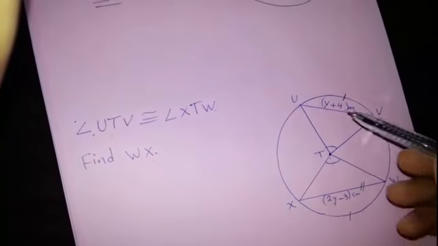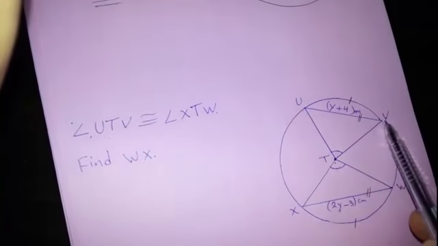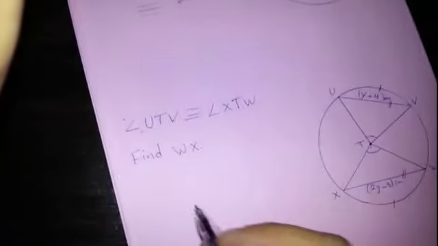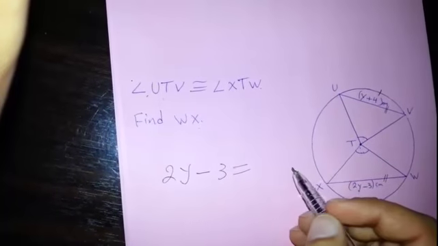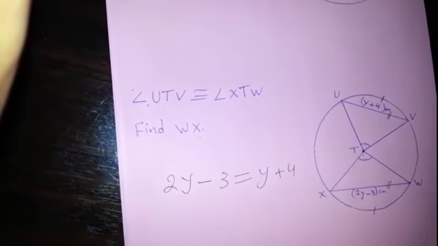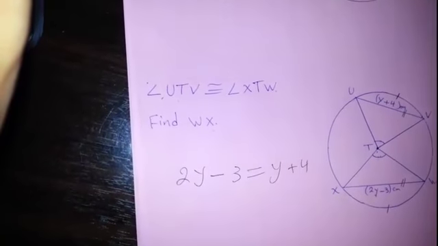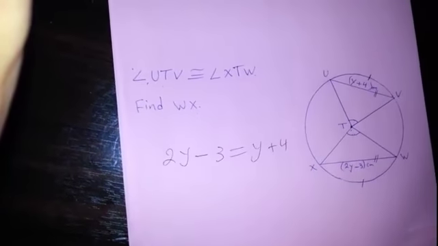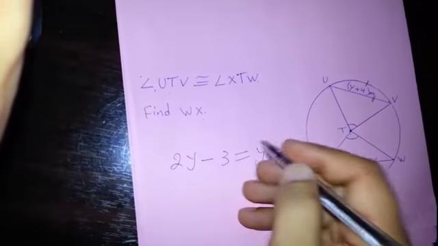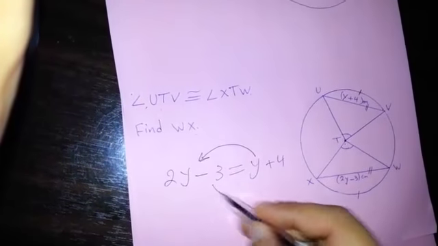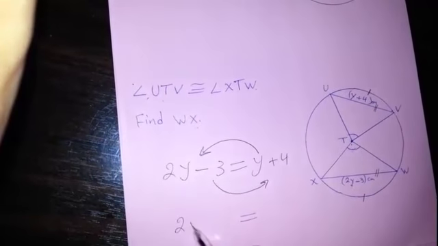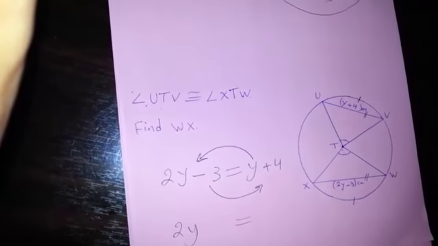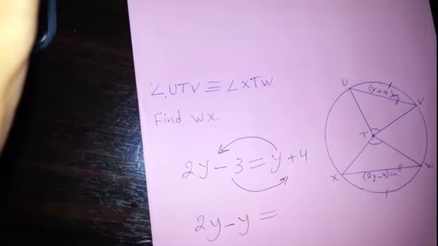So to find WX, we need to make an equation to find the variable Y. So I will make an equation between these two. We said this chord is equal to this one, so I can write that 2Y minus 3 equals Y plus 4. The same way, we need to collect all the variables on one side and the numbers on the other side. So move this Y here, negative 3 to the other side, this is 2Y here. Y will come to this side as minus Y.